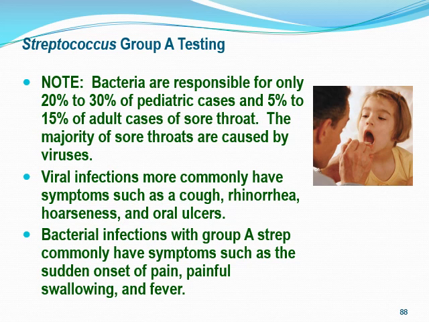So we just need to note that the bacteria are responsible for only about 20 to 30% of pediatric cases and 5 to 15% of adult cases of sore throat, right? The majority of sore throats are caused by viruses. Viral infections more commonly have symptoms such as a cough, rhinorrhea, hoarseness, and oral ulcers, okay? So this is one of the tools we can use to distinguish between viral infections and bacterial infections. This is a big deal because we want to make sure we're diagnosing our patient properly because, first of all, we don't want to overuse antibiotics.